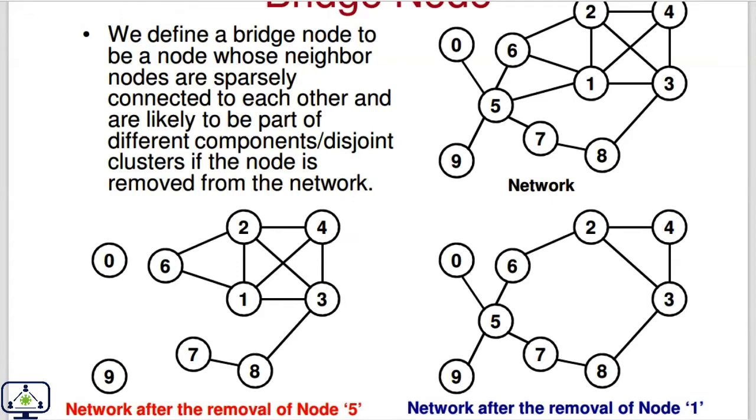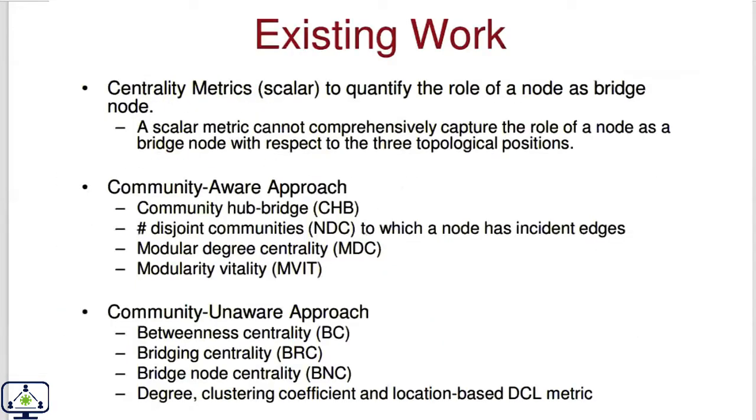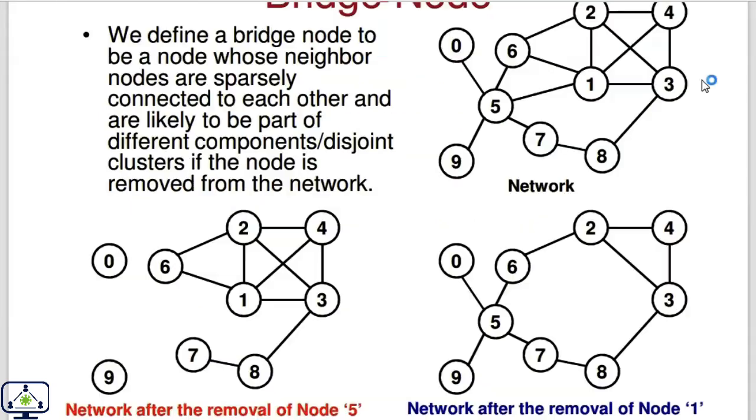So from a bridge node point of view, I would prefer to rank node 5 higher as a bridge node compared to node 1. In the related work, I have listed here a collection of 8 metrics. Unfortunately, almost all of them rank node 1 almost the same as node 5, or sometimes above node 5. So that's the motivation. Those works fail to capture this definition of a bridge node, that is, if it connects neighbors who are sparsely connected to each other, and if you remove this node, the neighbors get disconnected. Such a role is not captured by the existing centrality metrics out there.